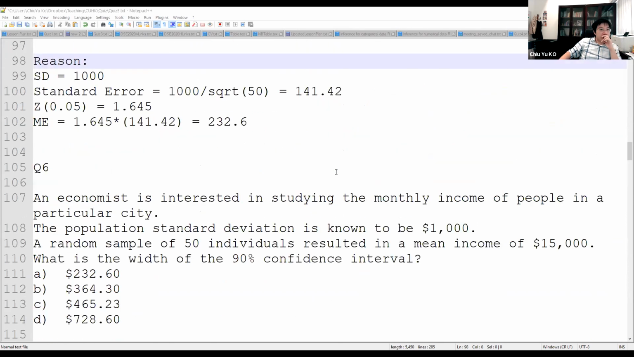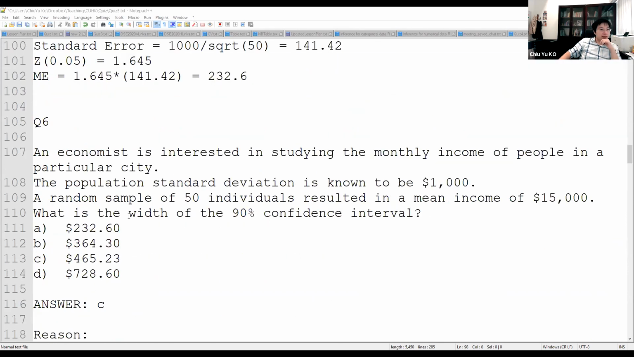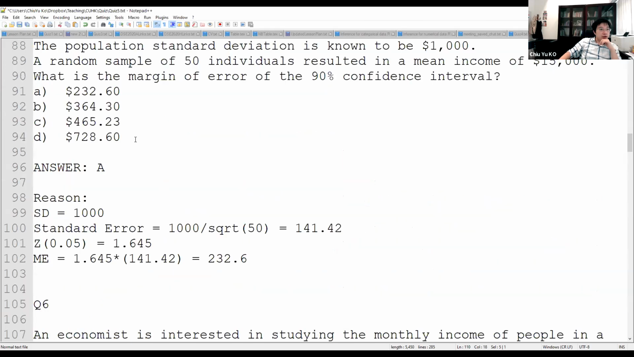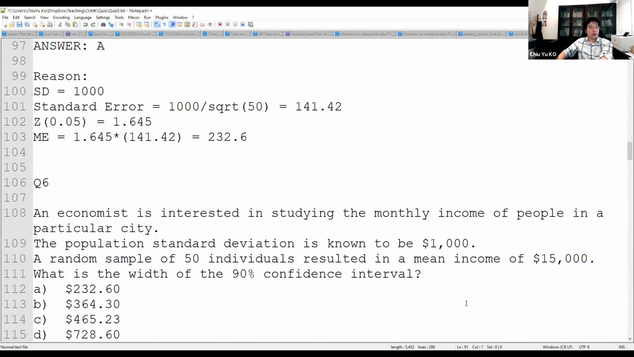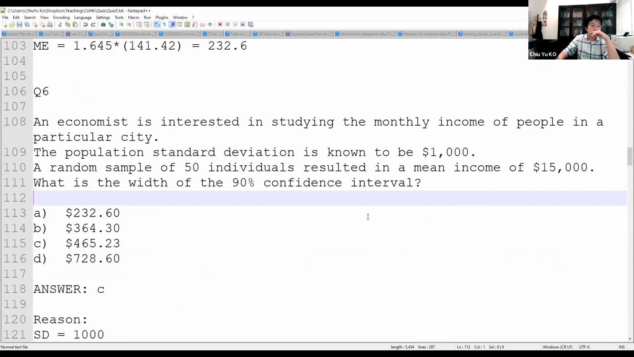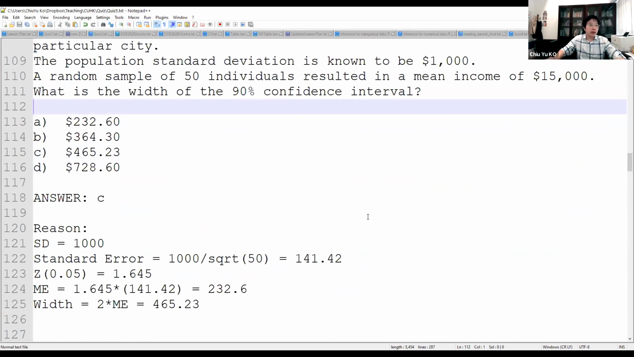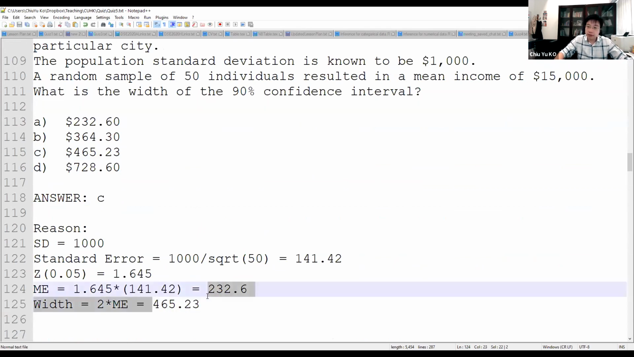The same question, actually everything the same, except that before we had the margin. Okay, so that's the same question, but now we change to the width. That's why it is 2 times of that.